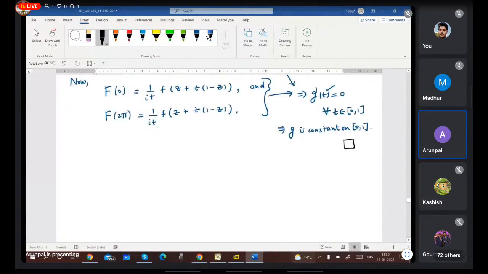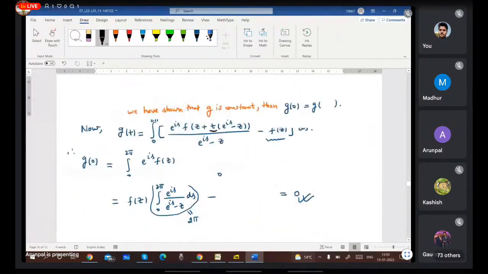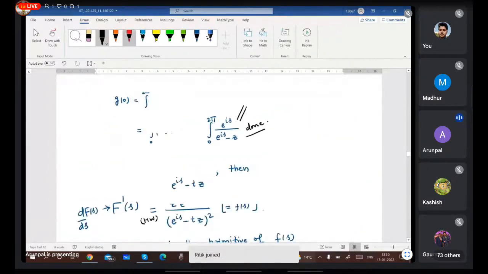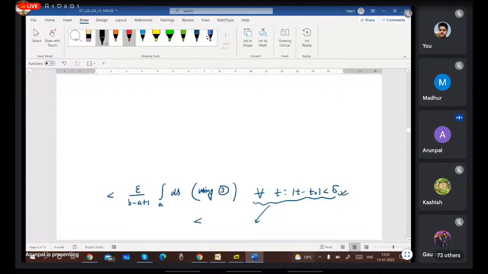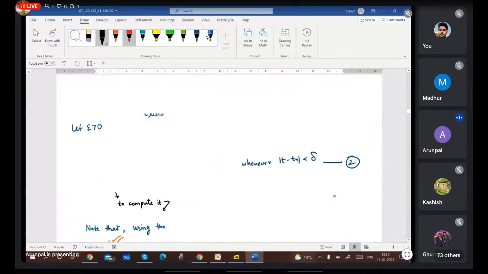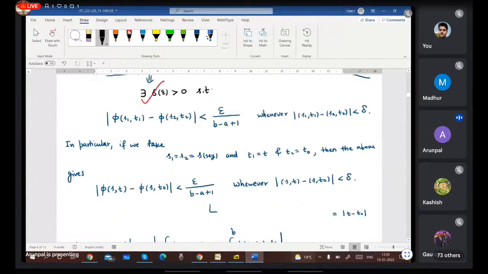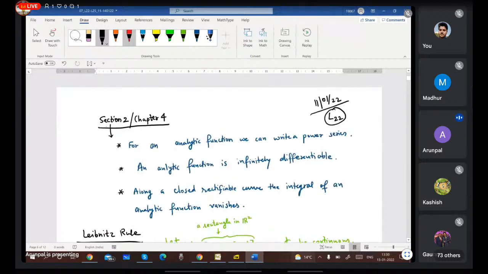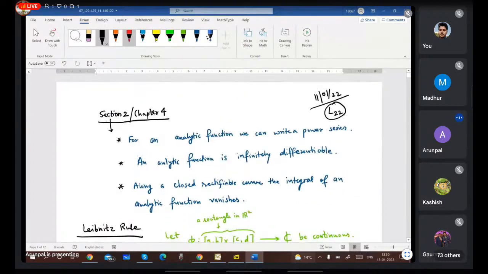So now let's take the next result, the most important result of this section, this one. If you recall, when I started this section, I pointed out what we are going to do. The very first and most important point was, although the Cauchy integral formula, which we completed yesterday and today, is also important, that for an analytic function we can write a power series. So now we are going to do this.